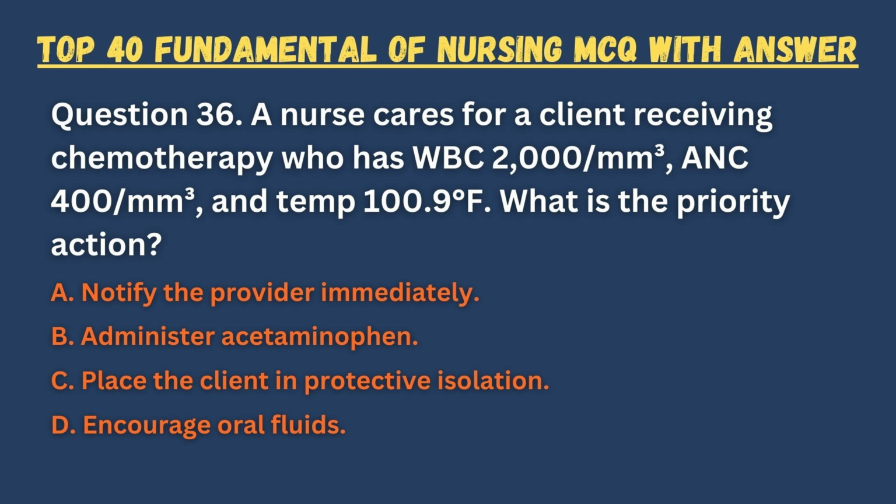Question 36. A nurse cares for a client receiving chemotherapy who has WBC 2000 per cubic millimeter, ANC 400 per cubic millimeter, and temp 100.9 degrees Fahrenheit. What is the priority action? A. Notify the provider immediately. B. Administer acetaminophen. C. Place the client in protective isolation. D. Encourage oral fluids.